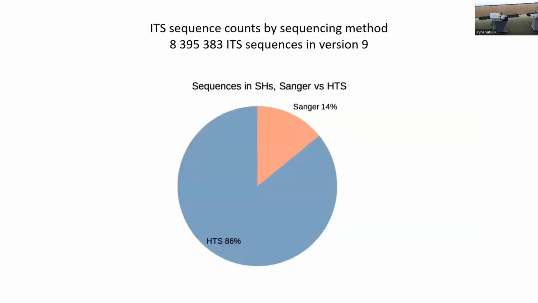Yes, the current version has over 8 million ITS sequences in UNITE, and you see that only a fraction is now coming from Sanger sequencing. Mostly they are coming from high throughput sequencing studies, and I think almost probably 99% of those are from PacBio sequencing efforts. All right, because then we cover also those taxa which are not easily collected from the field as specimens, as sporocarps of the fungi.